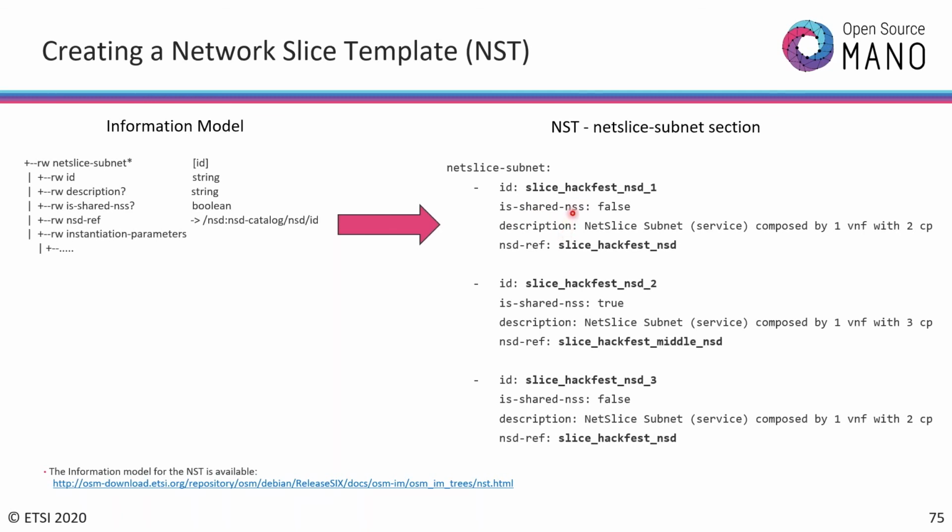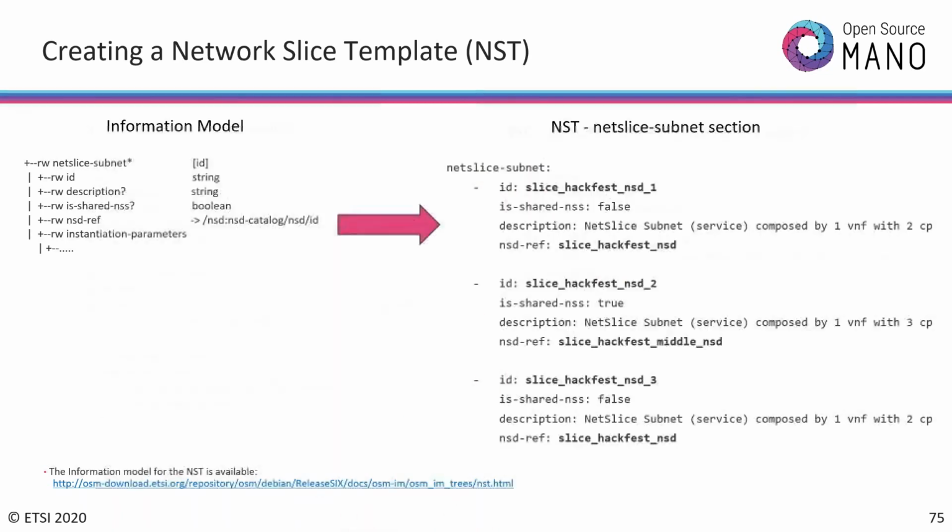For the first slice, we are going to share the middle network service, if you remember the pictures in the middle of the network slice template, and these are the ones that are not shared. So this is information that we put here in the net slice subnet.